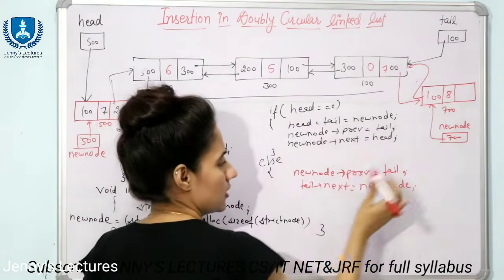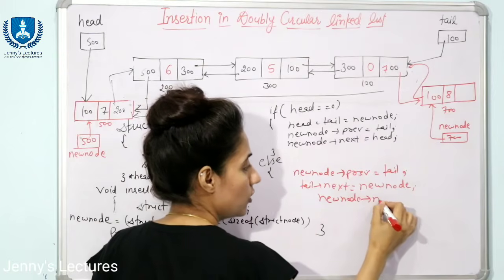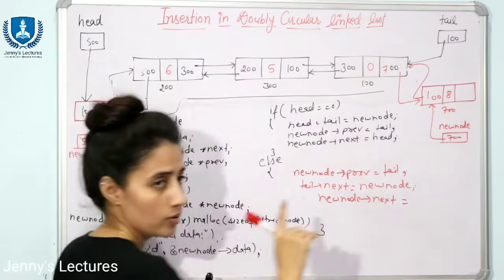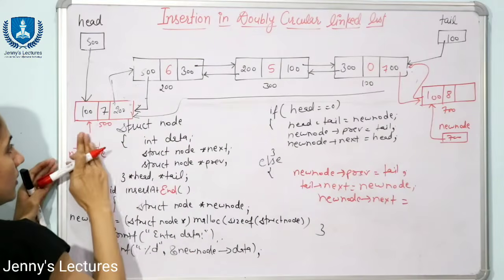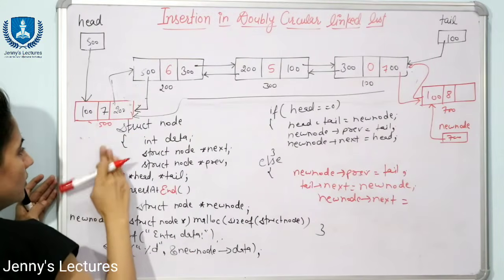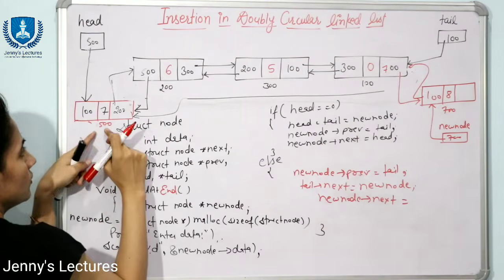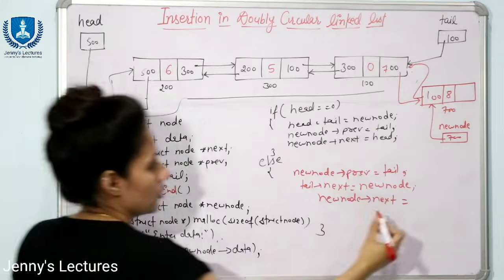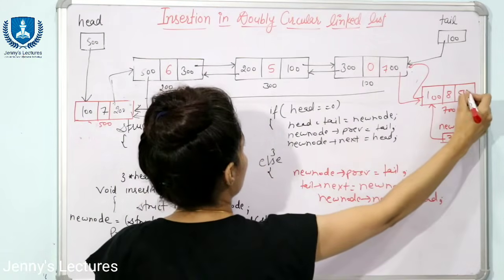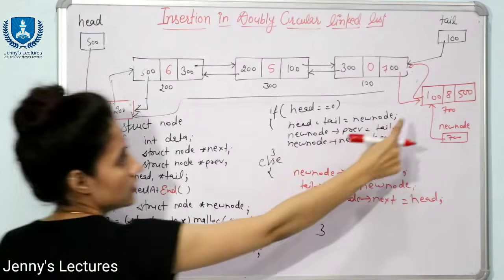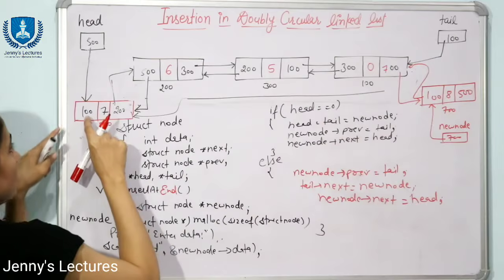In the new node's next, what will you store? The next pointer of the last node would contain the address of the first node in a doubly circular list. The address of the first node is 500, right? Now here we don't have 500. This new node is not pointing to this now. The address of this first node is always in the head pointer. So here you will write head, right? So here I will write 500, meaning this is now pointing to this node. We will draw this link after setting this link.